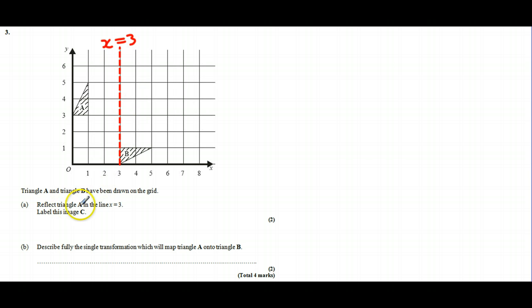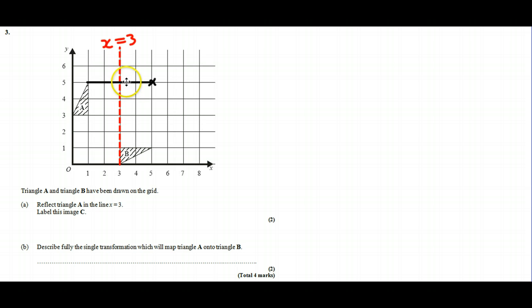Now we're going to have to reflect A in that. So you'll notice that this point here is 2 squares away from the line if you go perpendicular to the line, and we end up over here. So I've gone 2 squares the opposite side of our line of reflection. So that's our first point there.